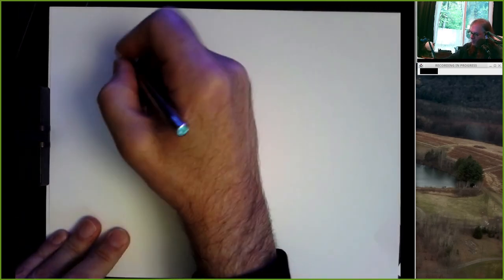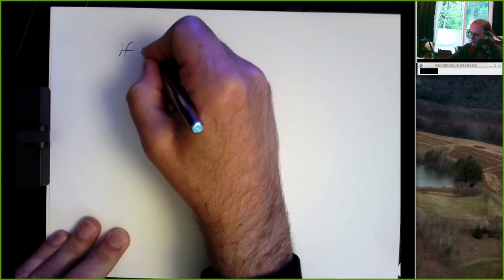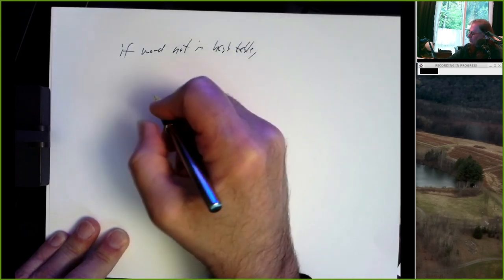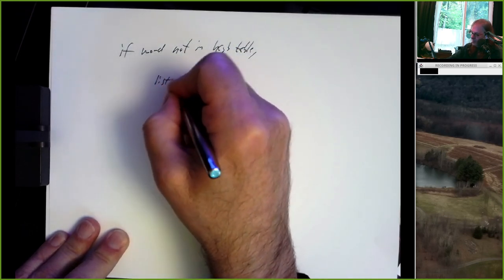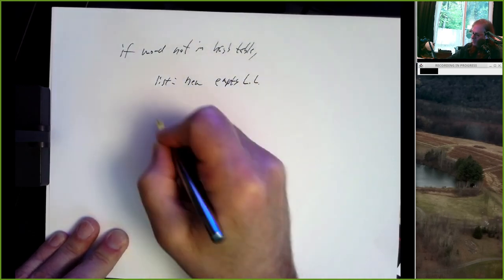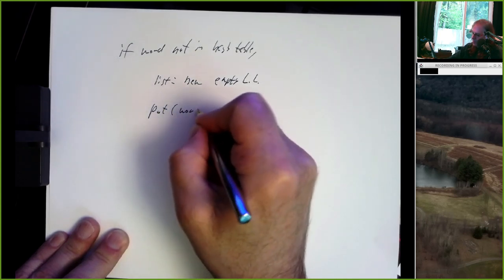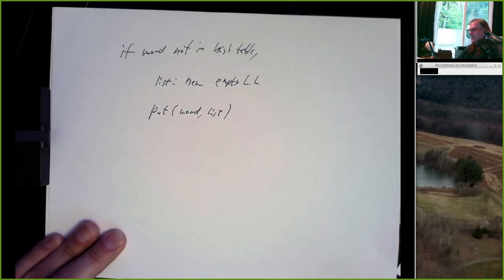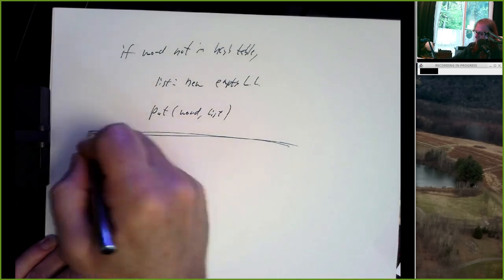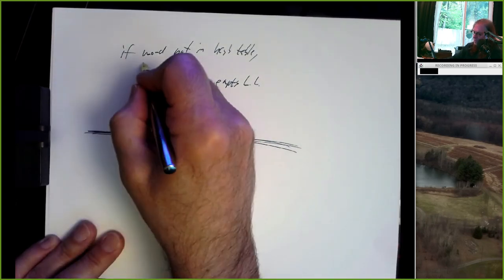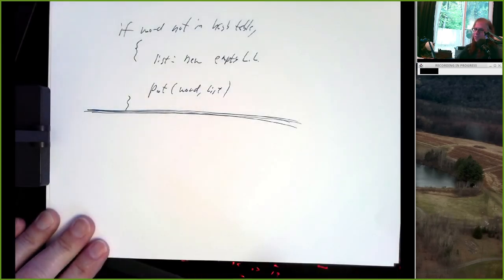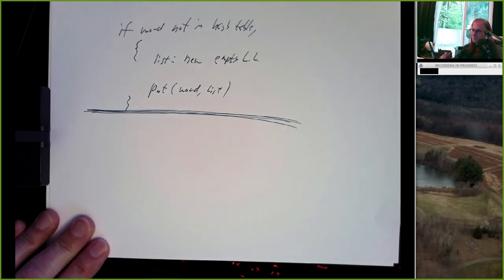something like, if the word is not in hash table, list is a new empty linked list. Go ahead and put that into my hash table. So put an empty linked list associated with the word. So that's one block of if code. It's one set of curly brackets. It's indented once. And this stuff happens or it doesn't happen. And now I'm back to my main level of indenting.